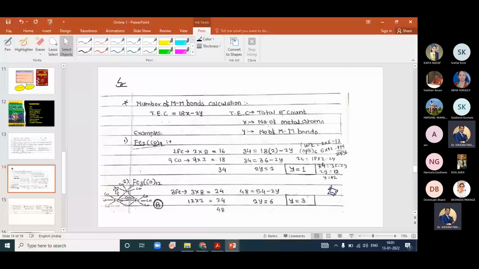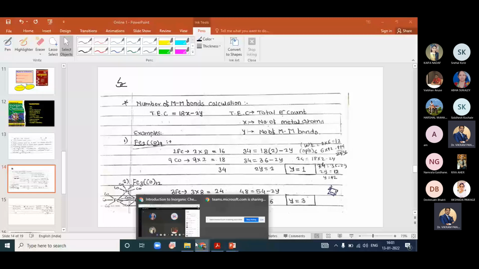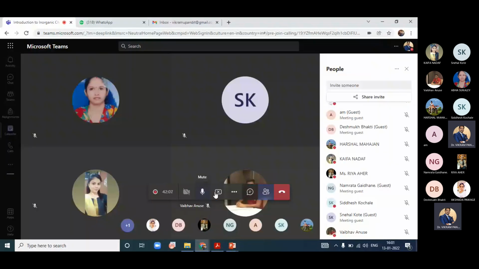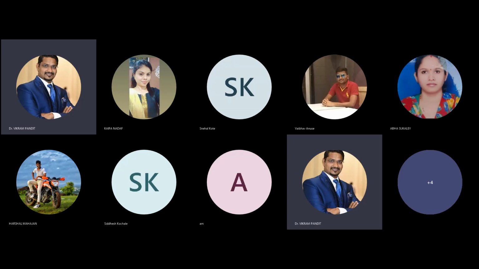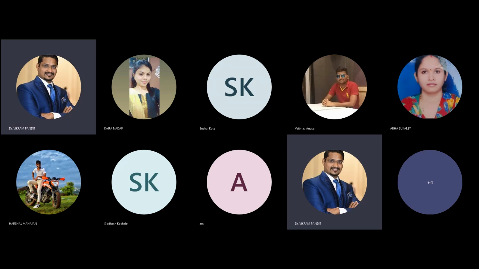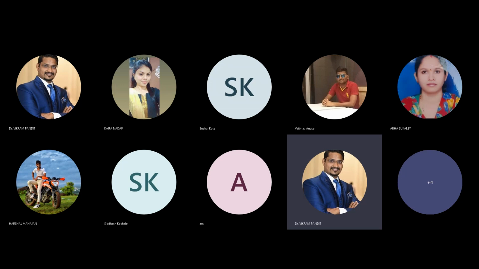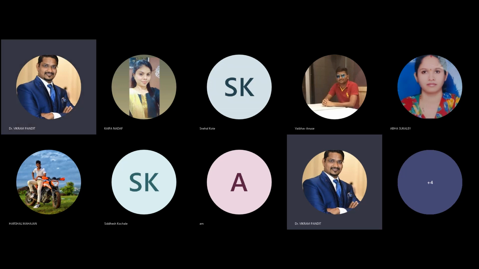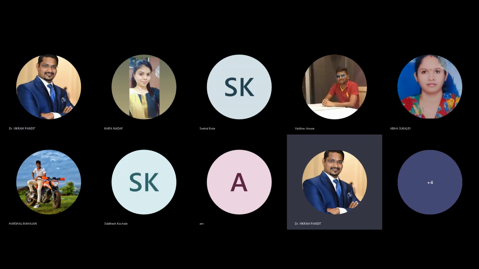Now I will give you one example, and I will give you only 1 minute if possible. Tell me the number of metal bonds present in Co4(CO)12. Co4(CO)12 means cobalt 4 and carbonyl 12. So is it possible for you to find this? Co4(CO)12.